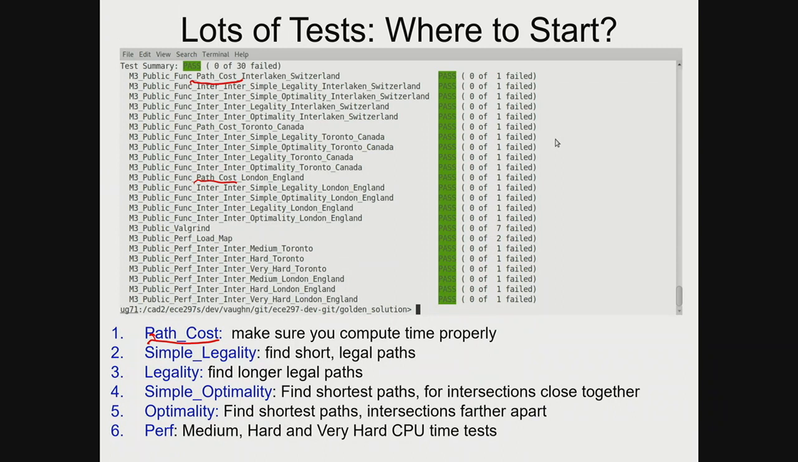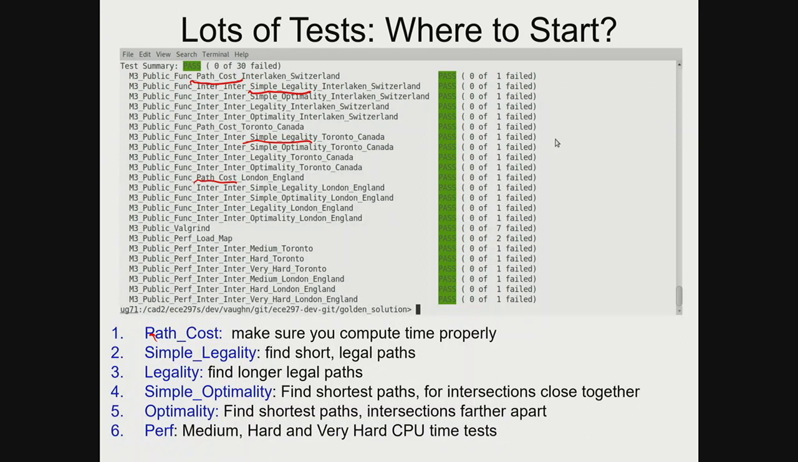Then we have some tests that have simple legality in their name. Simple legality are short paths. Some of them are like one intersection right beside another. Some of them are one intersection, like you're 2 intersections away.